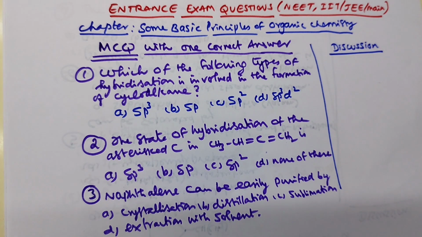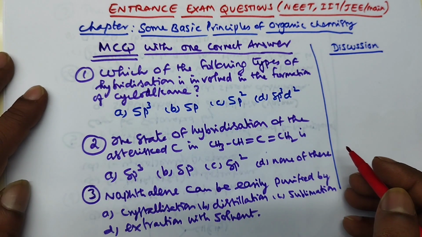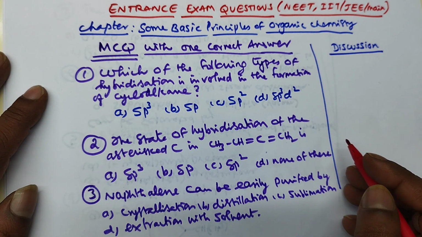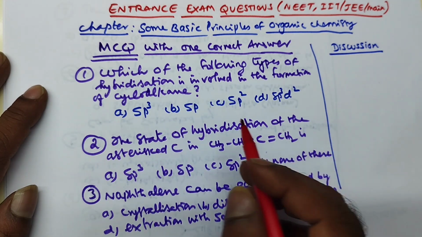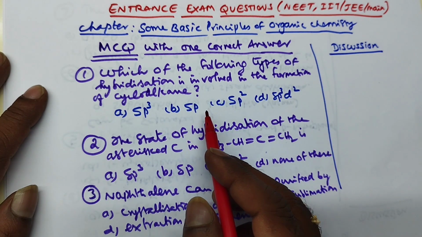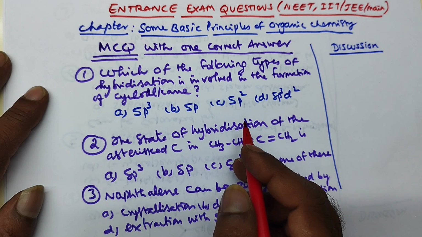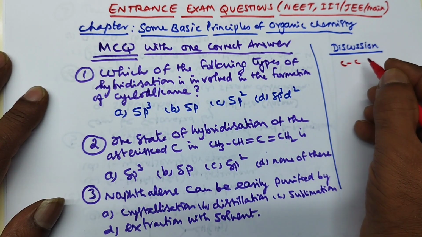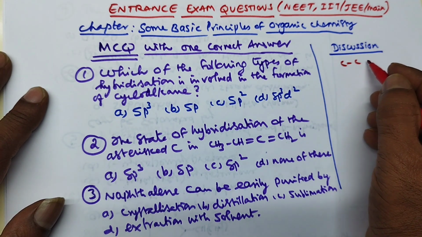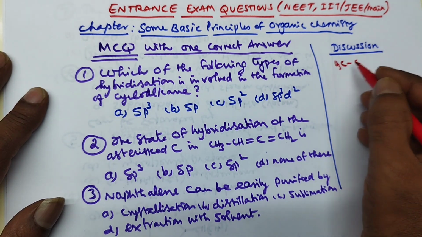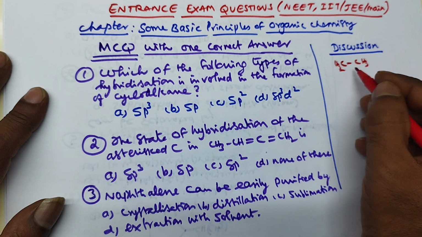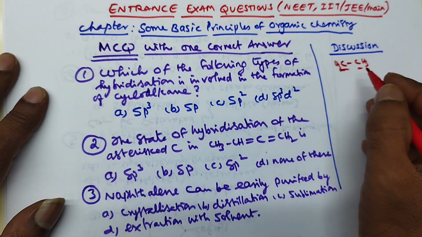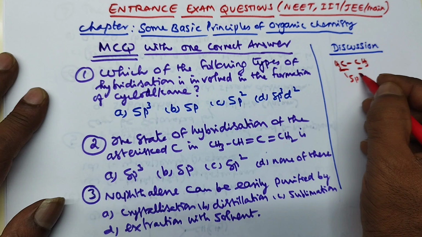Which of the following types of hybridization is involved in the formation of cycloalkanes? How can you find the answer for this type of problem? They have given the options sp3, sp, sp2, sp3d2. First I will explain. If it is a carbon-carbon single bond containing compound like CH3-CH3.